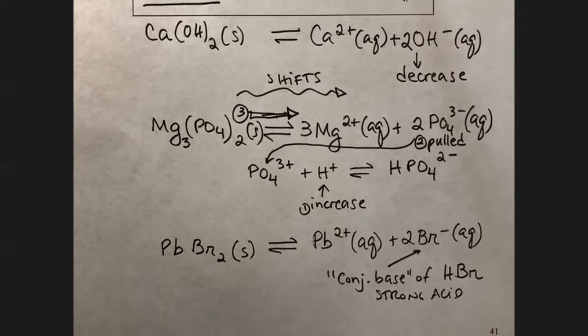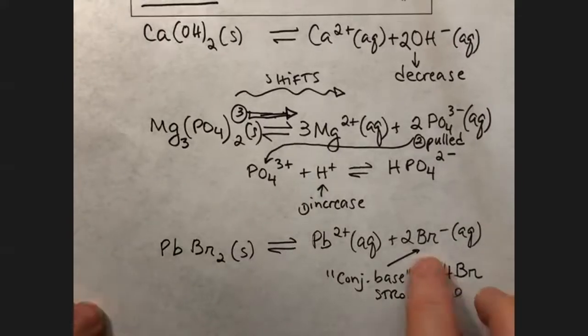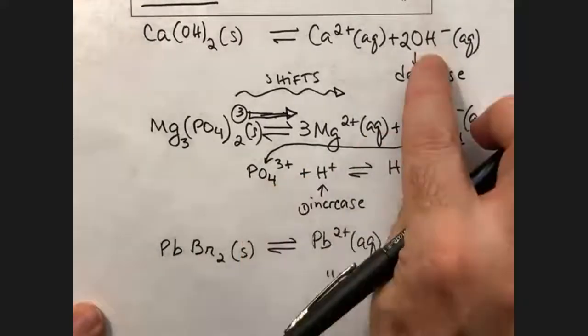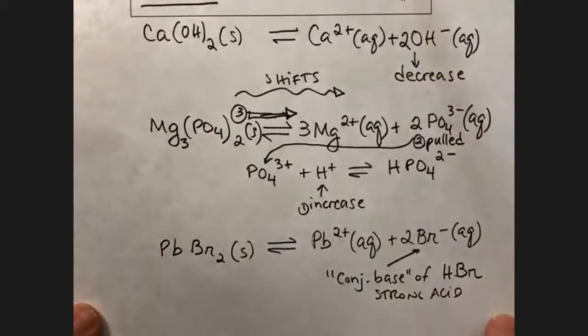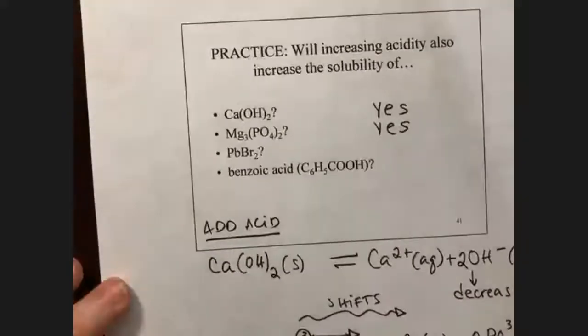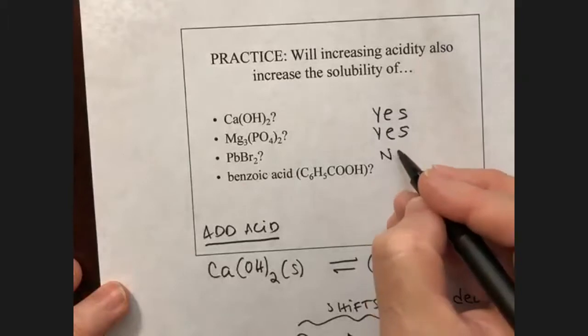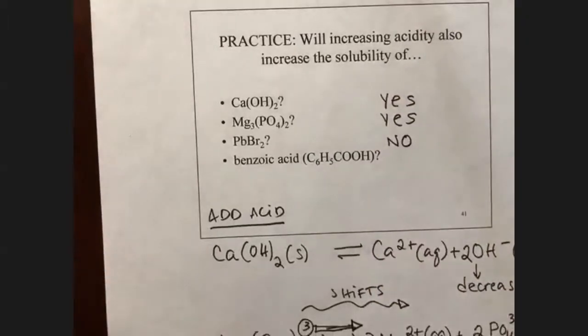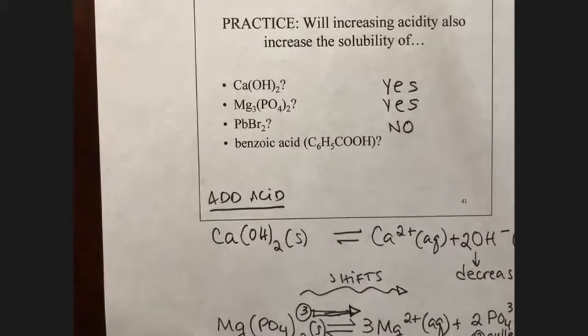In other words, the bromide ion is not going to do what phosphate does or what hydroxide ions do in the presence of acid. They're not going to go back towards hydrogen bromide, so hydrobromic acid. So that means that for this compound, the answer is no. You're not going to get any help from acid. All right. What do you guys think about benzoic acid? If it's an acid, will increasing acidity increase its solubility?